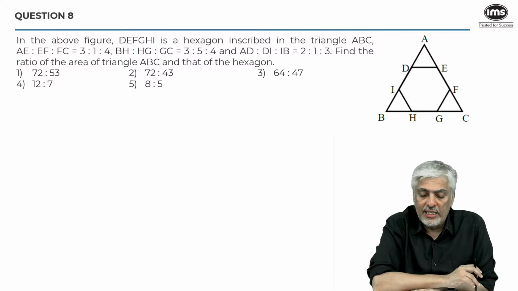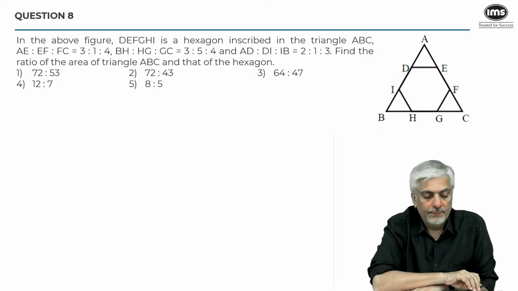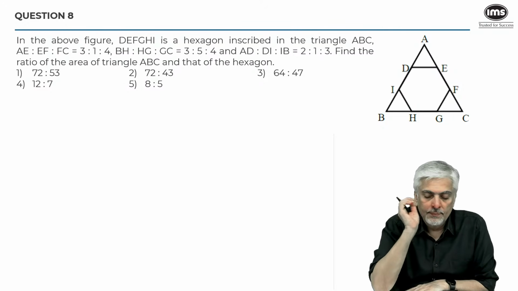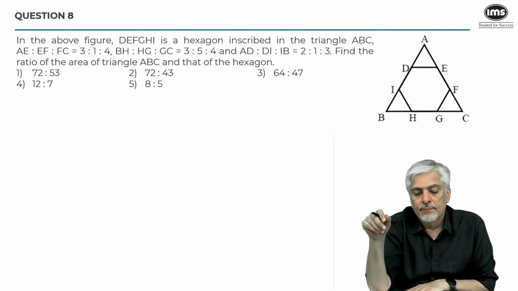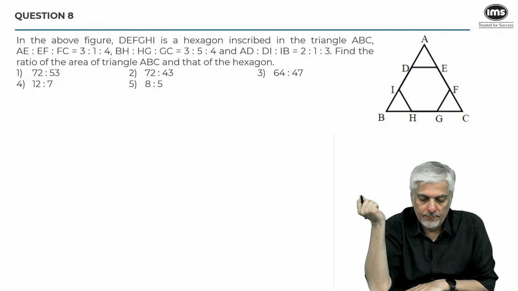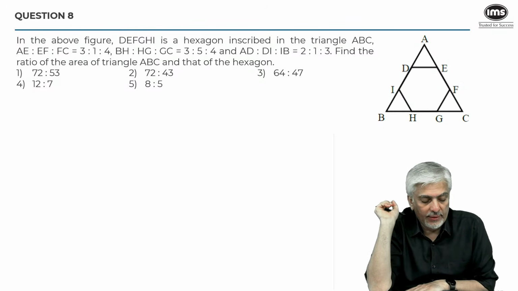We want the ratio of the area of triangle ABC to that of the hexagon. So I need to work on the area of the hexagon. The diagram is not at all to scale. So please don't try to make the diagram to scale. The diagram is completely off scale.